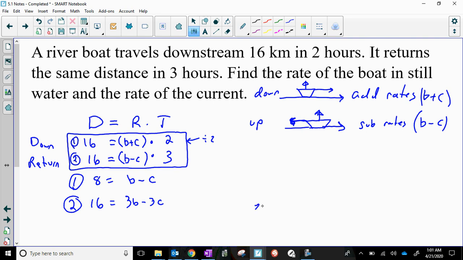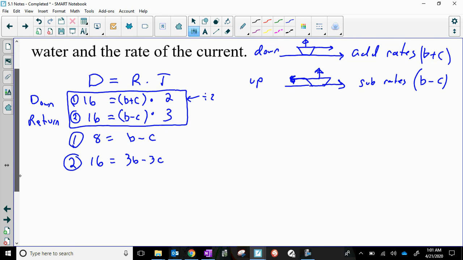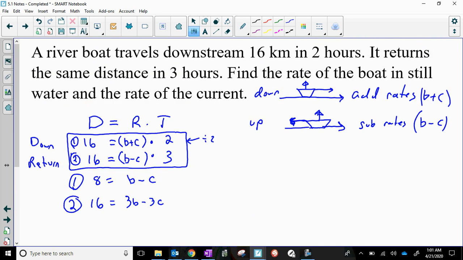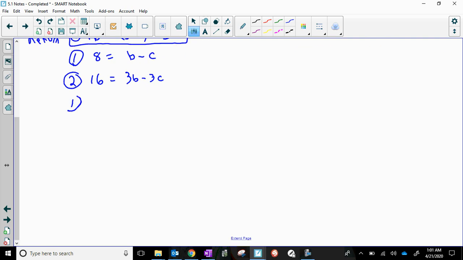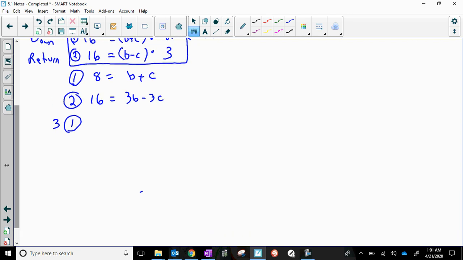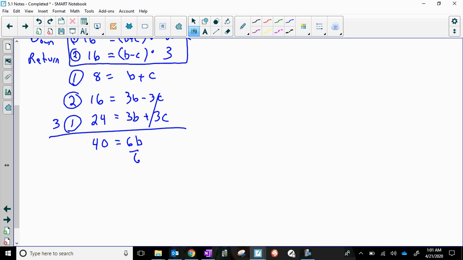All right, so now I've got to solve this system, and I could either use substitution or elimination. I'm going to go ahead and use the elimination method here. So I'm going to take that first equation and times it by 3. That was a plus there, sorry. If I times it by 3, I get 24 equals 3b plus 3c. That would help me eliminate the c's. So now I have 40 equals 6b. Divide each side by 6.